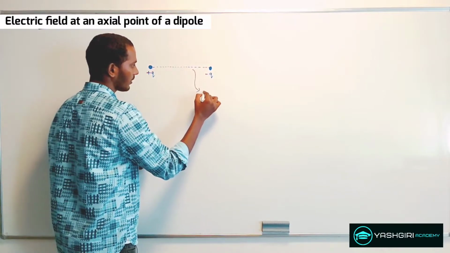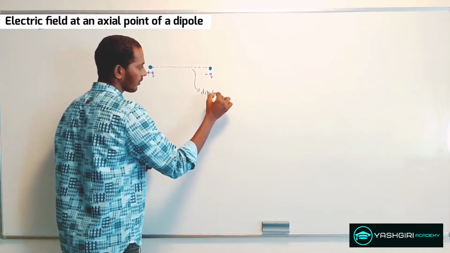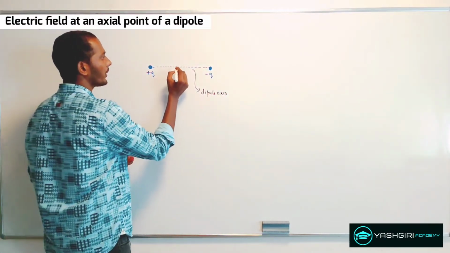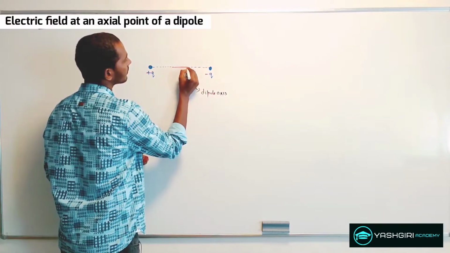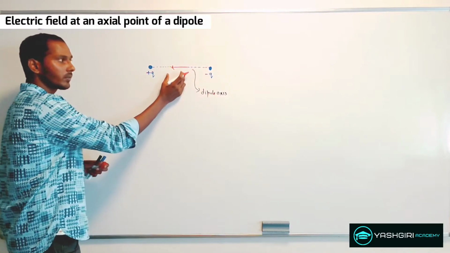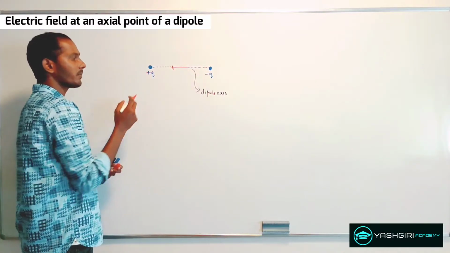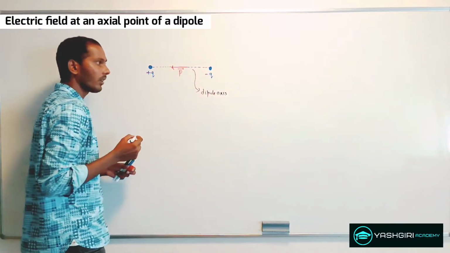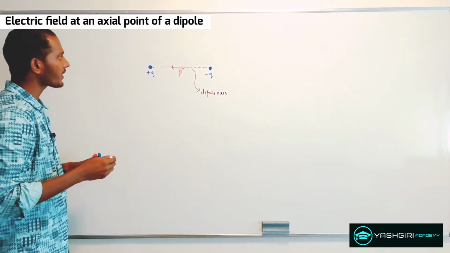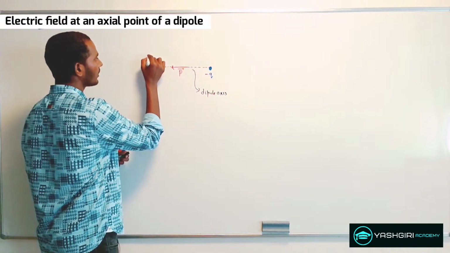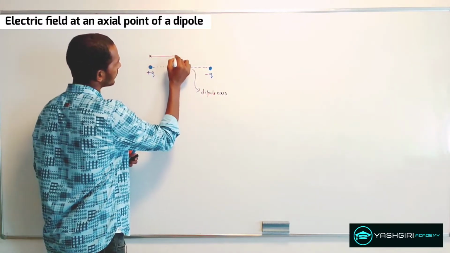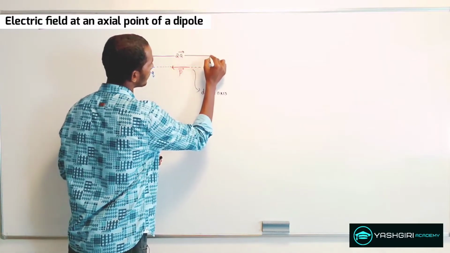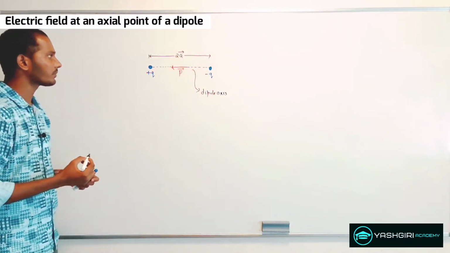I can say this is the dipole axis, and a dipole moment, okay, let me show it with the red, and this is the dipole moment whose direction is from negative towards the positive charge. So let this be the dipole moment, vector p. And here the distance of separation that we know is, let this be 2a. So the distance of separation, this is my vector 2a, the distance between the positive and the negative charge.